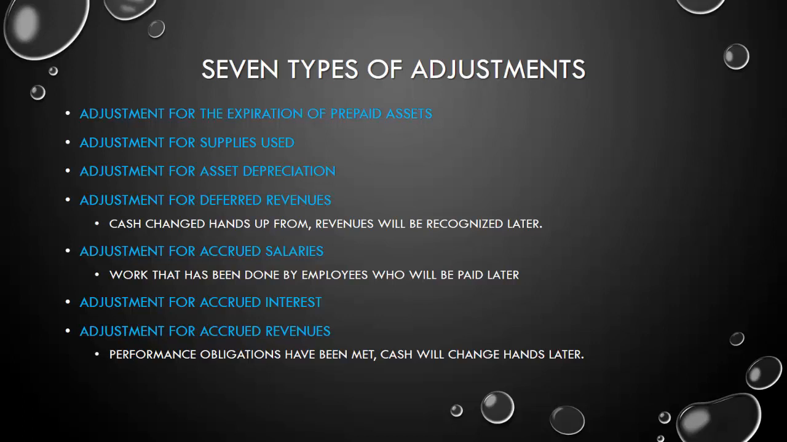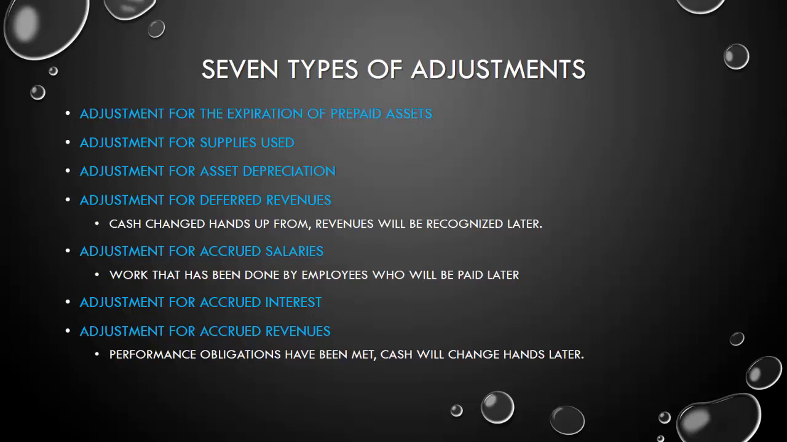So if your company paid for rent or insurance or advertising in advance, they probably paid for a certain period of time. They said, this we're going to pay right now for 6 months of rent. Well, at the end of each month, some of that rent is no longer an asset because it's been used up. So you need to make an adjustment to recognize the expiration of the portion of that prepayment that has passed with time.